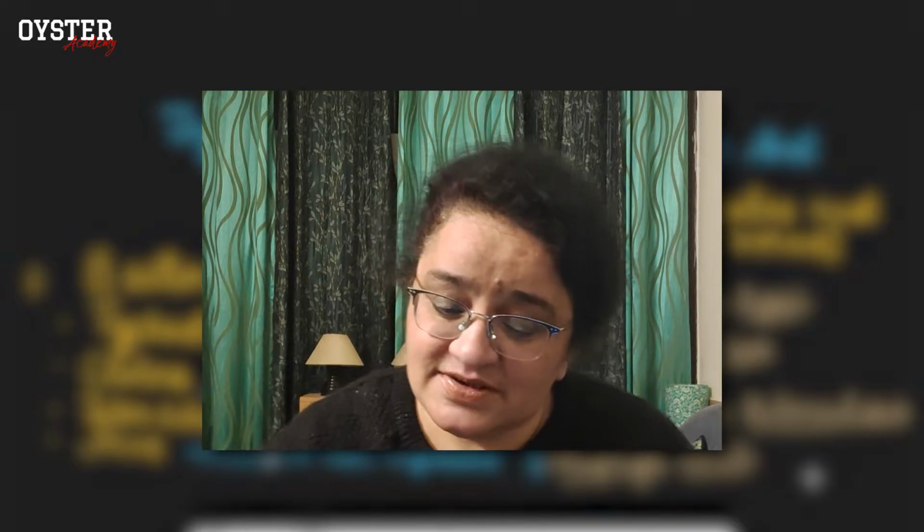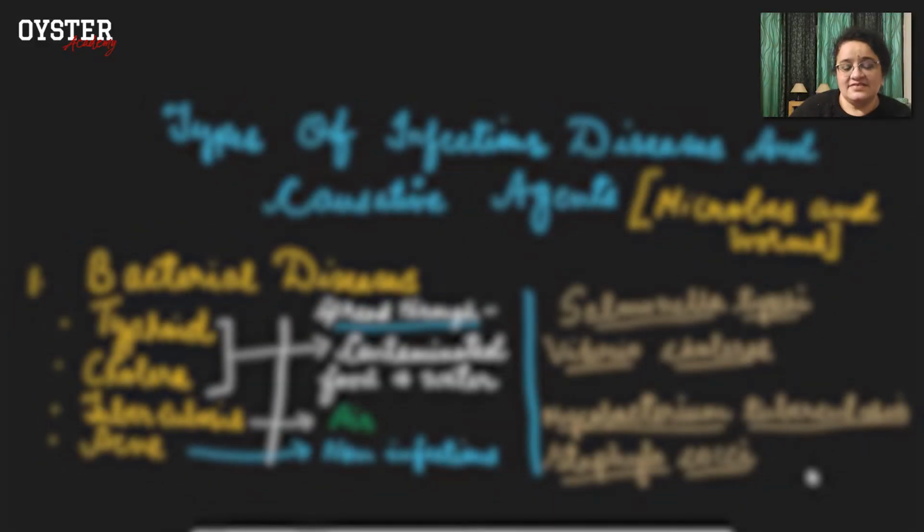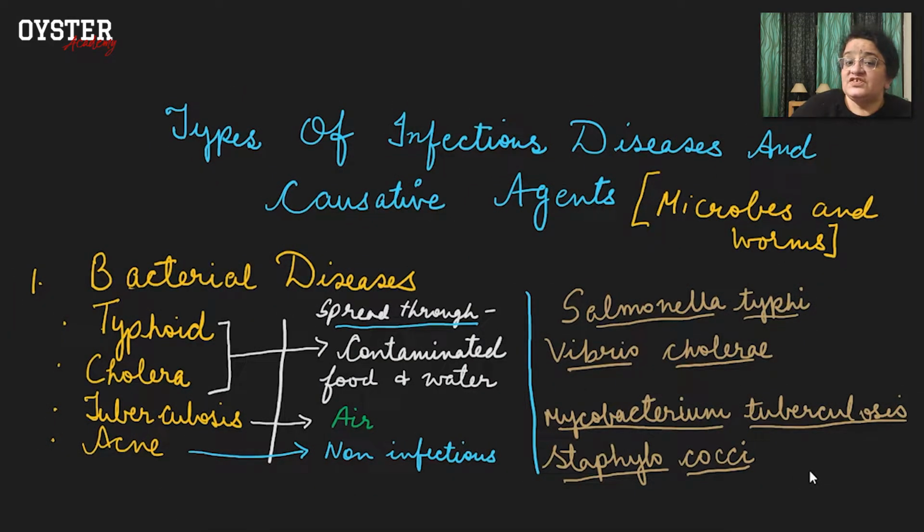As I promised, our next video is on the different types of infectious diseases. Now, as we can see, the types of infectious diseases and their causative agents. As I told you, infectious diseases are generally caused by microbes and of course the worms. So we will be taking a very quick review of all these diseases. Now let's start with the bacterial diseases.